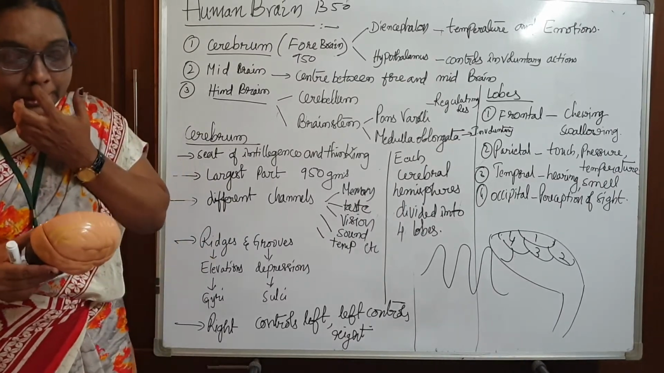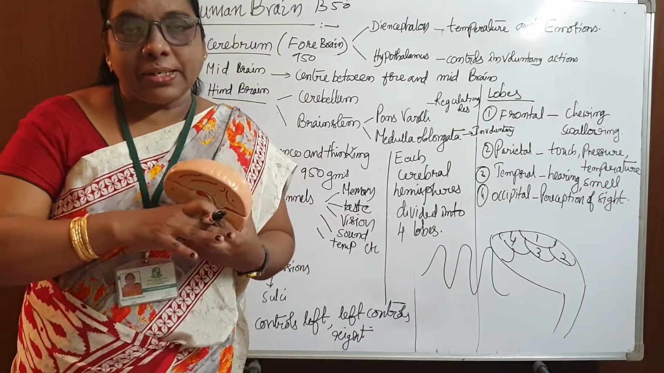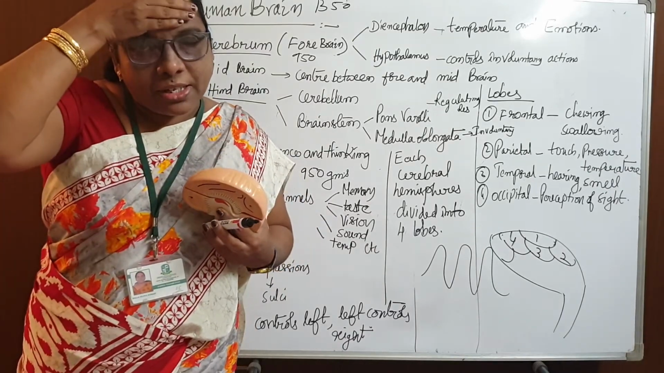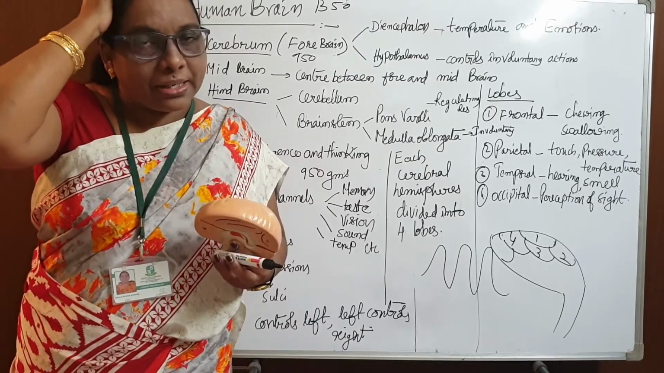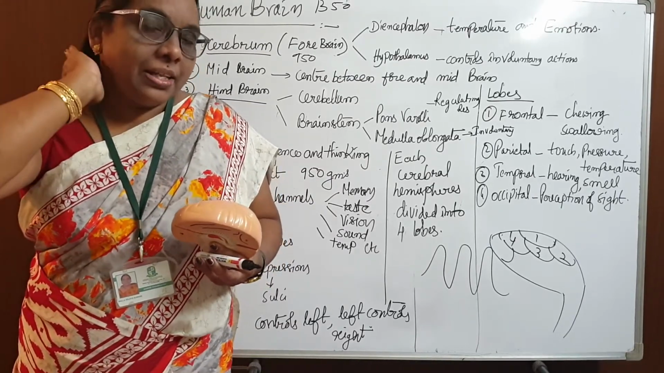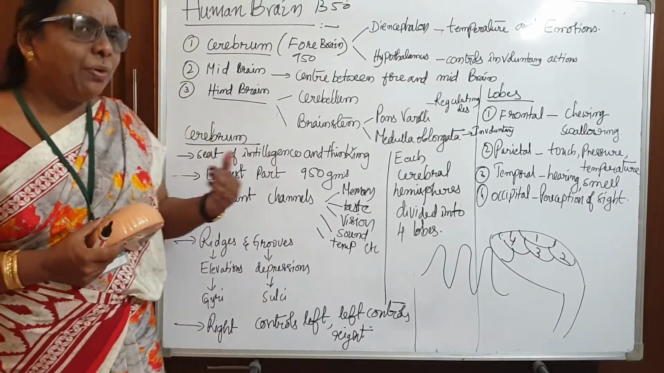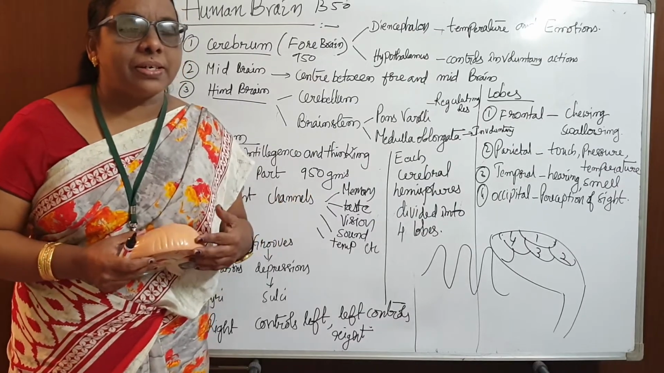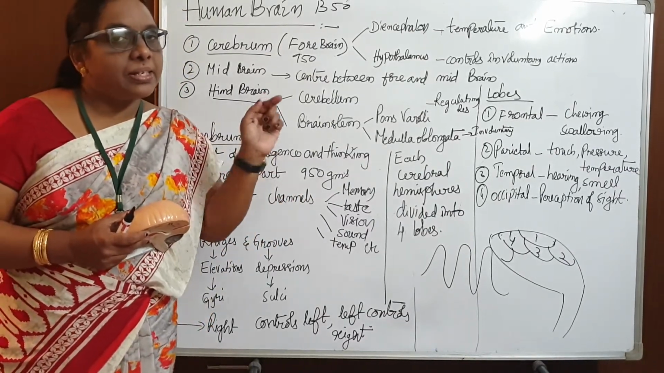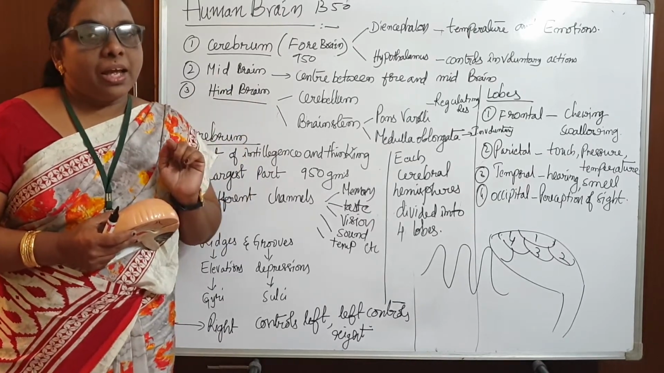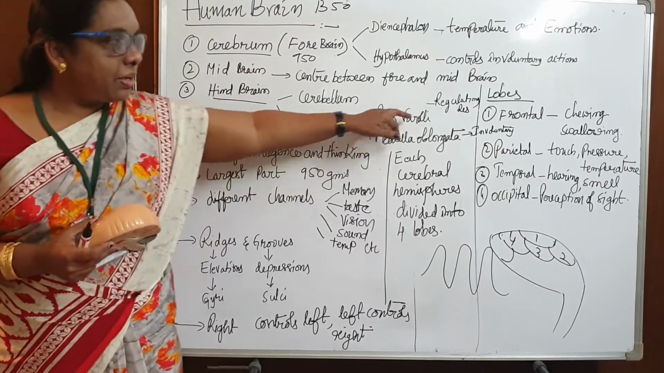Not only that, the brain also has 4 lobes. This is the first one, called the frontal. Next to the frontal, we can see the parietal. Next to that, the occipital, and the last one is the temporal. What is the main function of these lobes? Whenever the cerebral hemisphere is divided into 4 lobes, they are given different names.